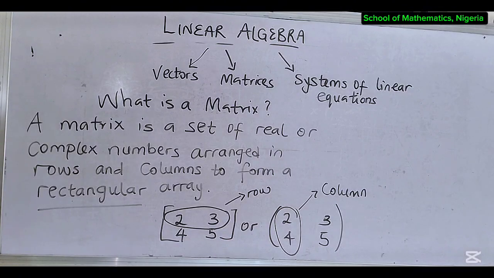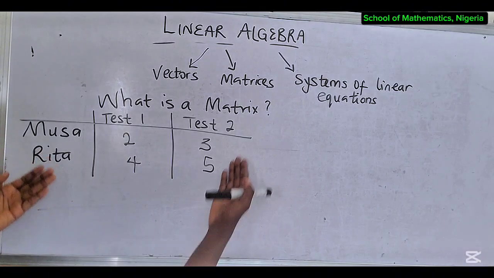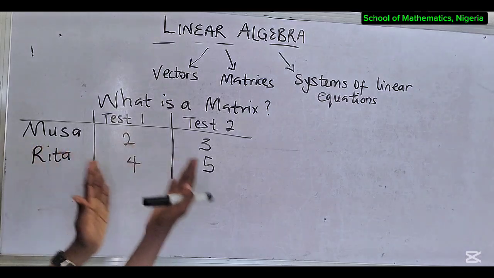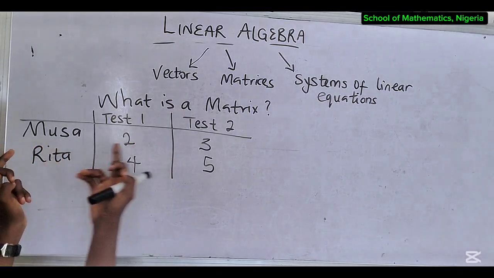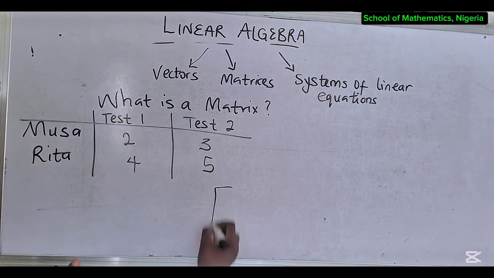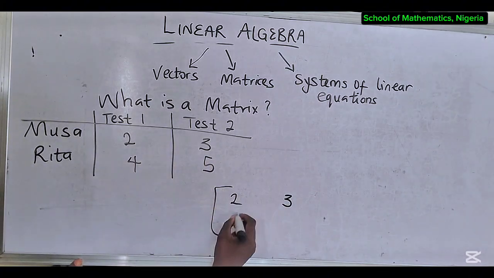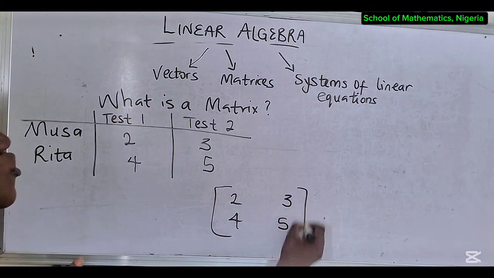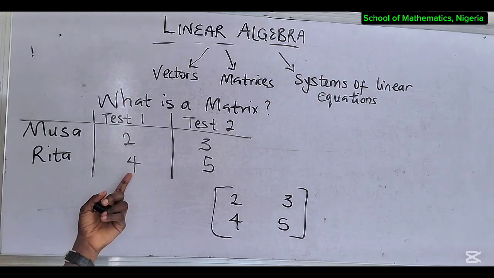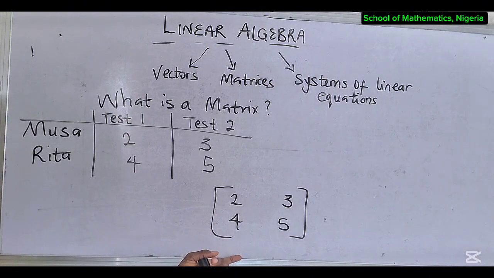As we go, you would get it. So a matrix is like a table of numbers. So you're given a table like this where you have Musa's test to be this, right? And Rita's test to be this. So you can represent this table as a matrix, okay?